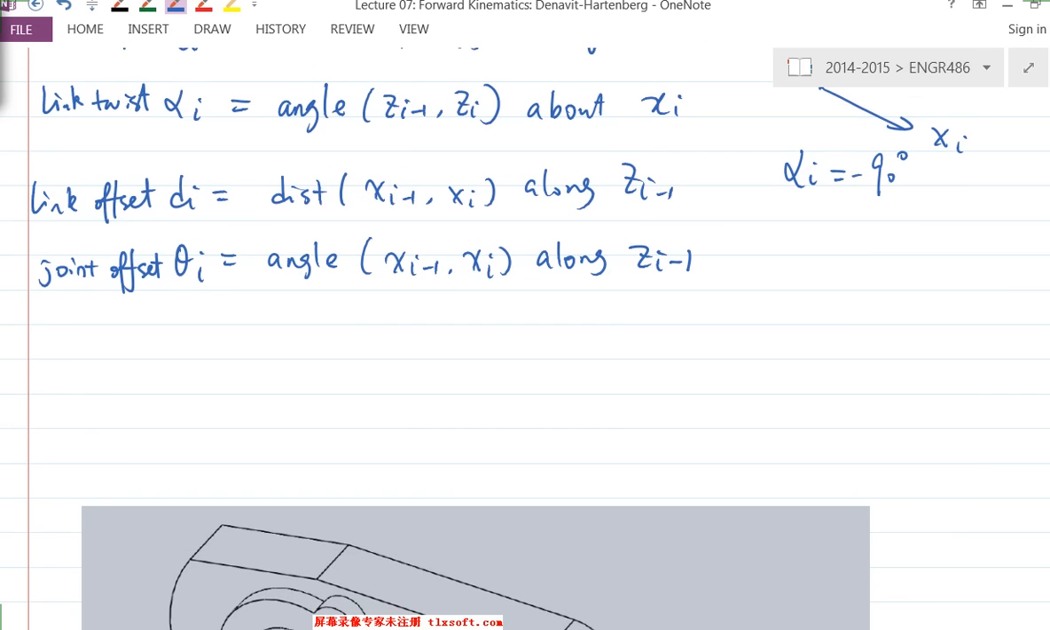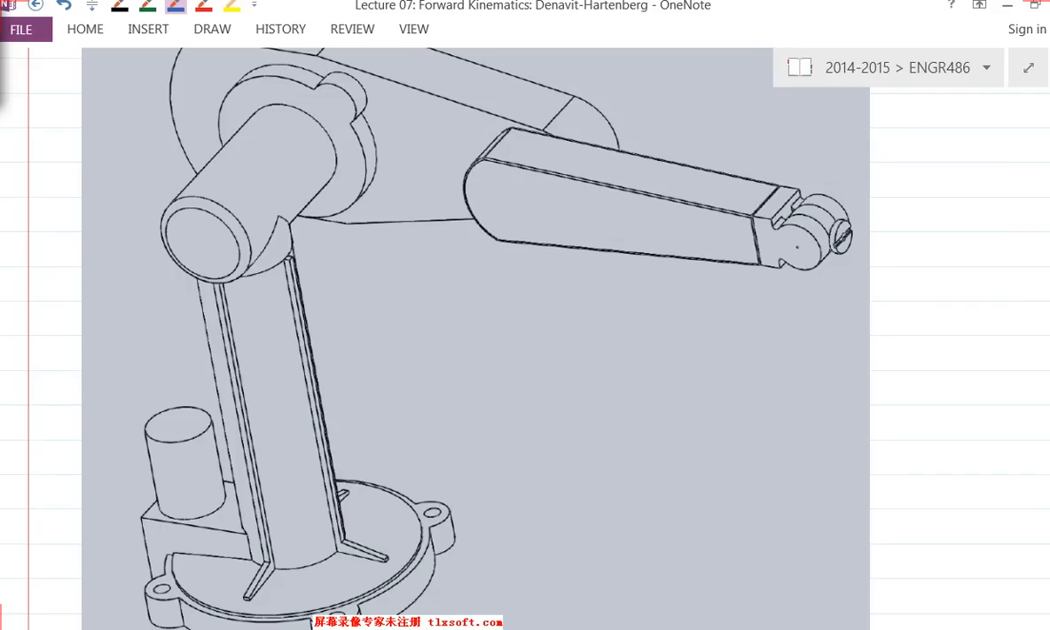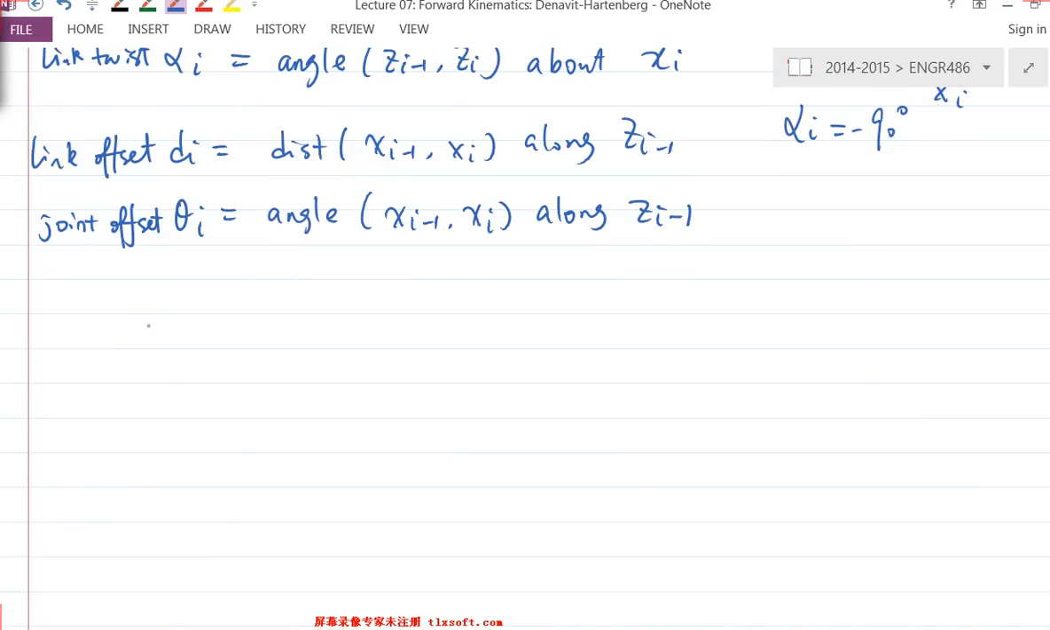We don't have too much time, but let's do a simple one here, and then we'll do more sophisticated ones on this kind of industrial robot. The one that we can do first is this two-link robot. Let's see how we can assign the frames for this two-link robot.